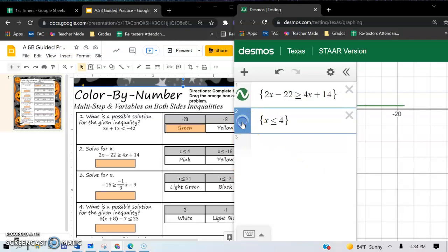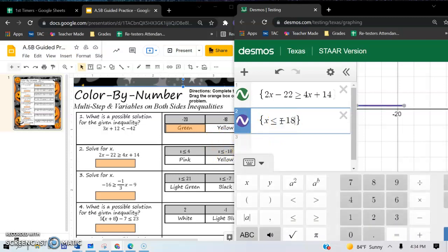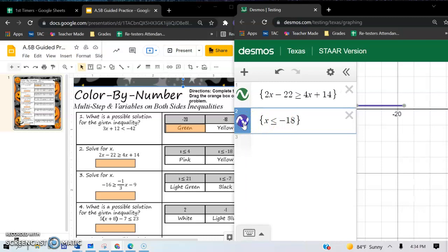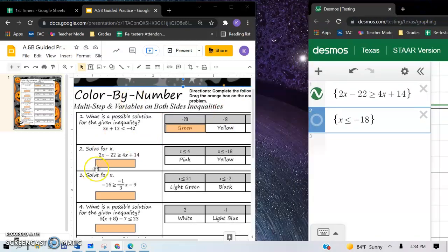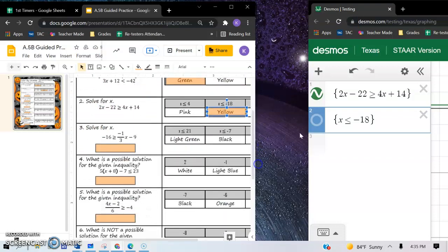See how this one does not match exactly? So that one is not the answer. So let's go on to the next one, which is x is less than or equal to negative 18. Does that one match? Yes, it does. It's exactly on top of the graph, so we found our answer. So we're just going to get one of these, and we're going to drag it over to this color, which is yellow. Let's go on to number 3.